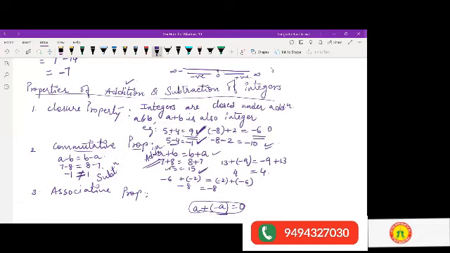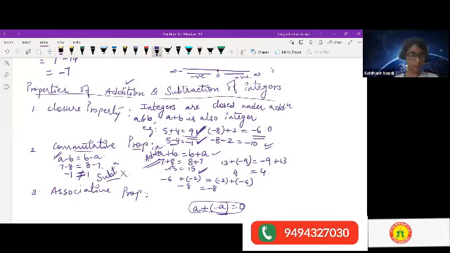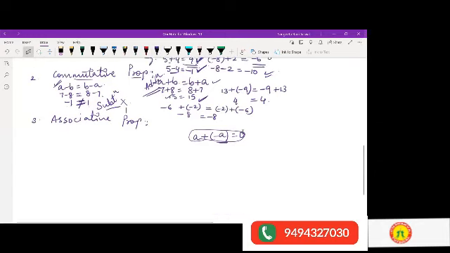Now, in case of subtraction, if I take a minus b equal to b minus a, is it the same? So it is not proving the same. Here 7 minus 8 is coming minus 1, and here it is 1. So they are not equal. So that means commutative property does not hold true for subtraction. Okay, ma'am. Thank you, ma'am. Okay, beta. We'll come to additive inverse later on.